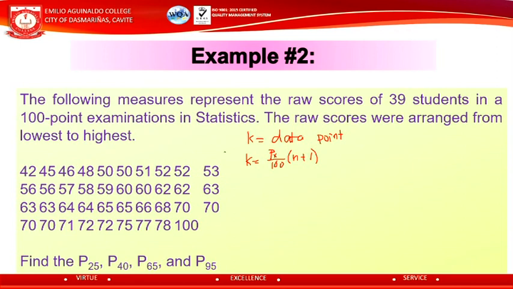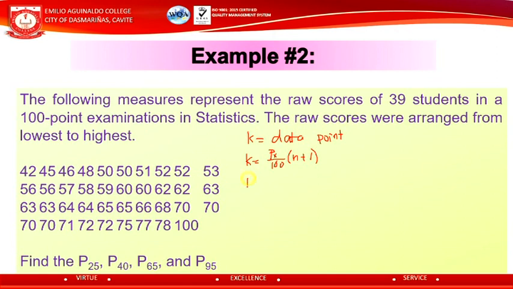So if the given is quartile, we have to translate it first into percentile. That is just the same with decile. We have to translate it also to percentile. Now let us solve for the 25th percentile and let us determine the data point where that 25th percentile is located.